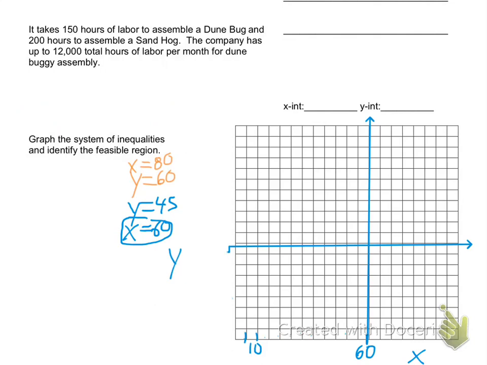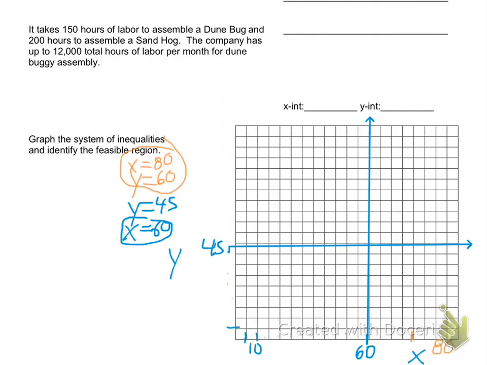Okay, the next thing we're going to do is draw that linear line that we found the intercepts for. And it looks like x is 80 and y is 60. So there's 80 right there, and we need to label this as 45. 5, 10, 15, 20, 25, 30, 35, 40, 45. Okay, just making sure we got the right values on there.